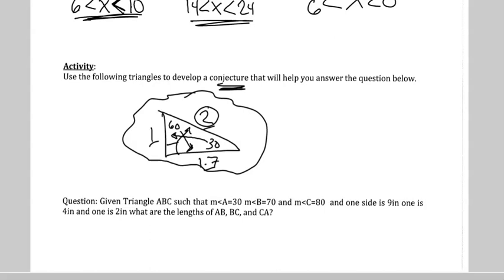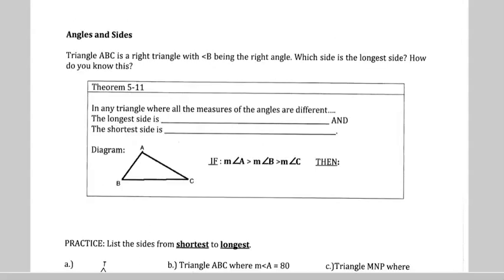Let's look at this really quickly. Angles and sides. This is an inequality. When I say inequalities, it's because you have the greater than symbol. It says, in any triangle where all the measures of the angles are different, the longest side is opposite the biggest angle.